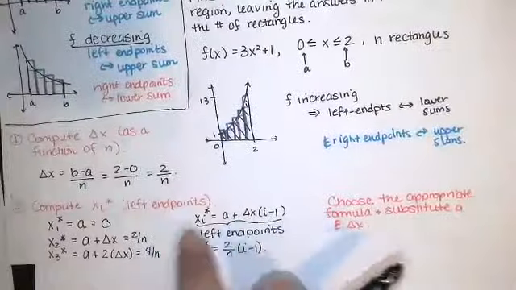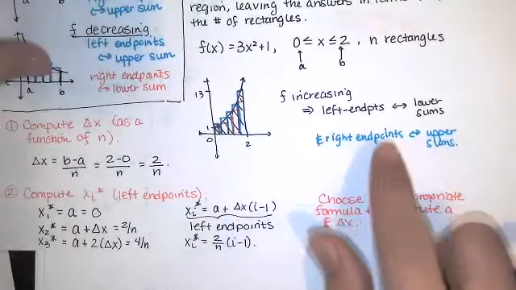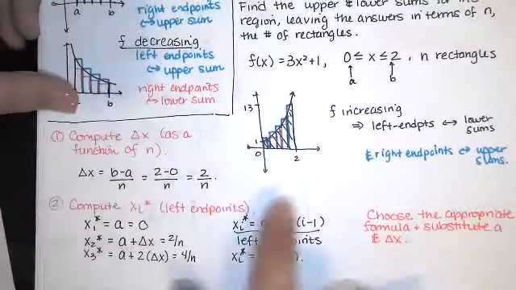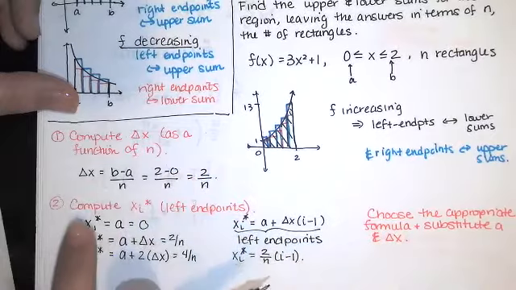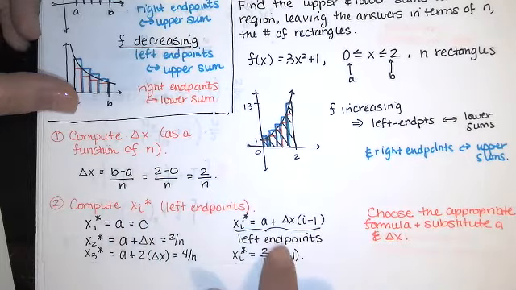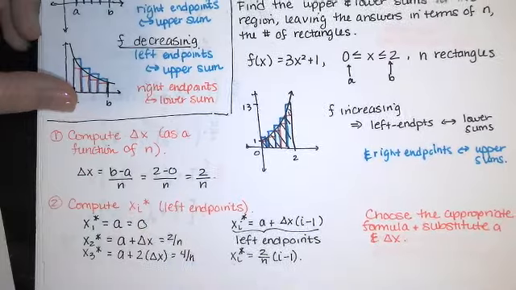Okay, so now let's do the upper sum. Left endpoints corresponded to a lower sum because our function was increasing. The right endpoints correspond to an upper sum. So we start in the same way. You compute delta x, but now instead of using x sub i star, instead of using the left endpoint formula, we want to use a right endpoint formula for x sub i star.